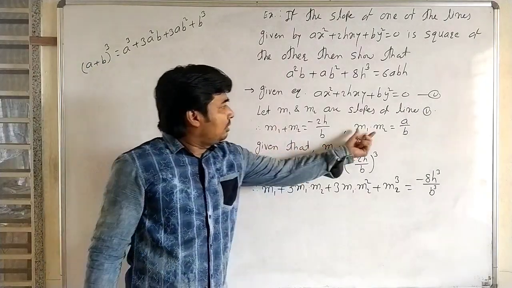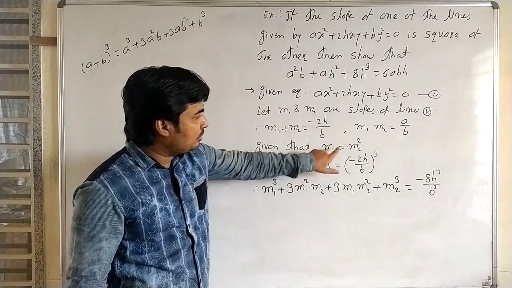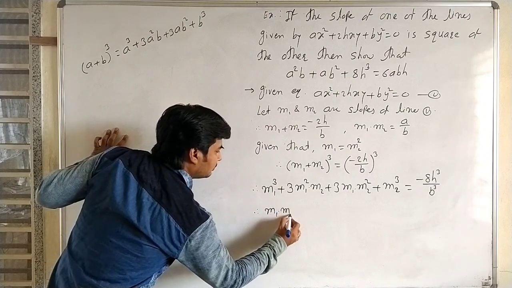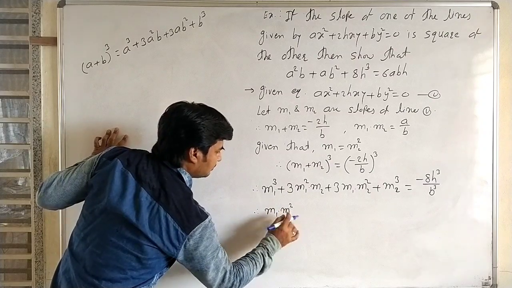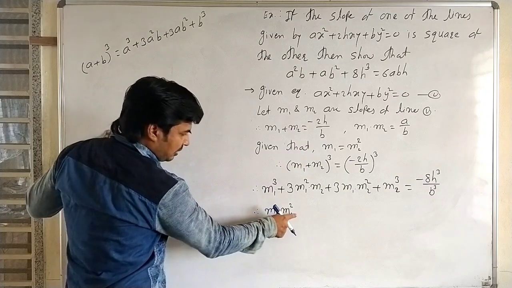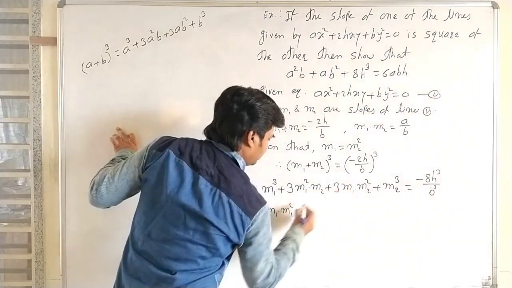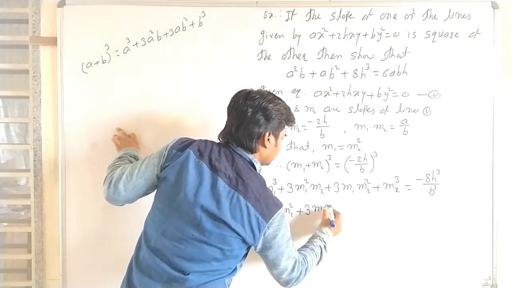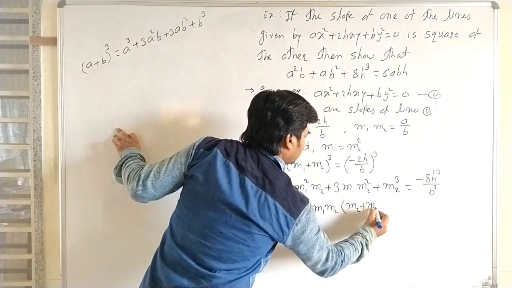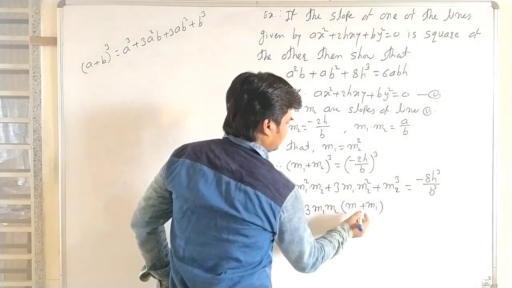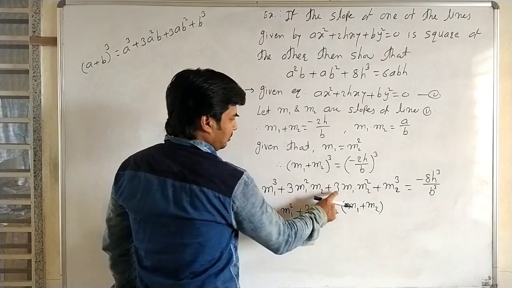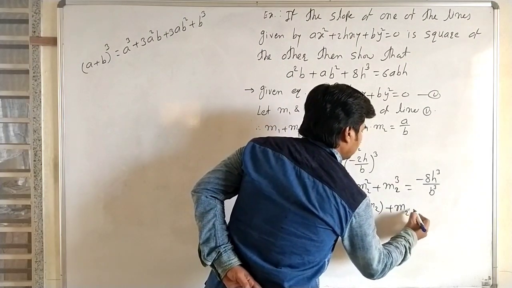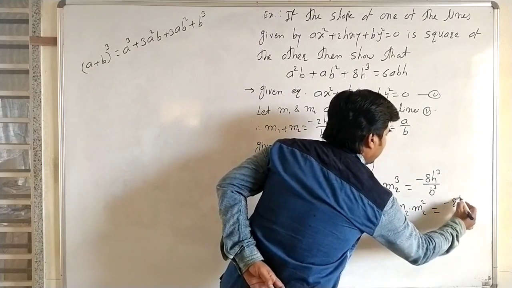But we know the values of m1 into m2, m1 plus m2, and that m1 is equal to m2 square. Therefore this m1 cube can be written in the form m1 into m1 square, it is m1 cube. Then 3 m1 m2 take common, it is m2 plus m1, it is m1 plus m2. Here 3 m1 m2 take common, here remaining m1 and here remaining m2. Again m2 cube can be written as m2 into m2 square, and it is as it is, minus 8h cube upon b cube.